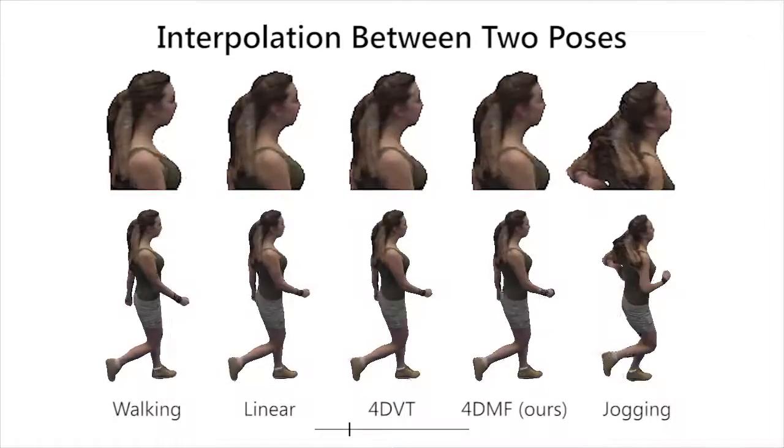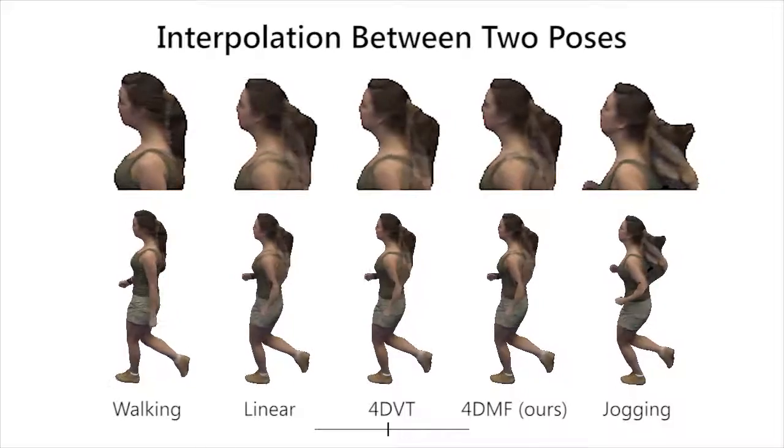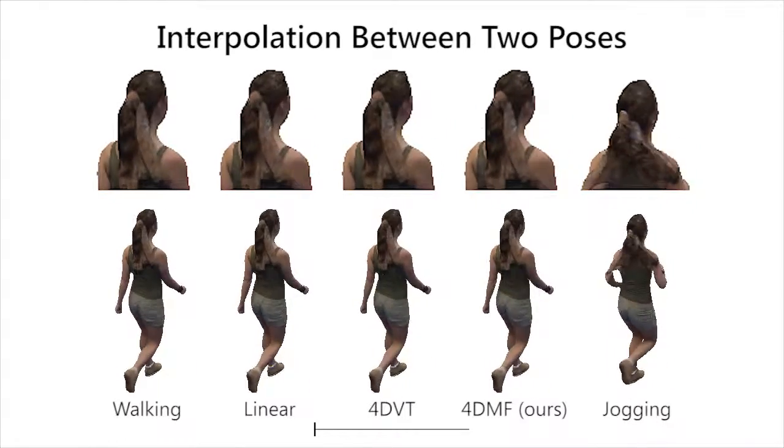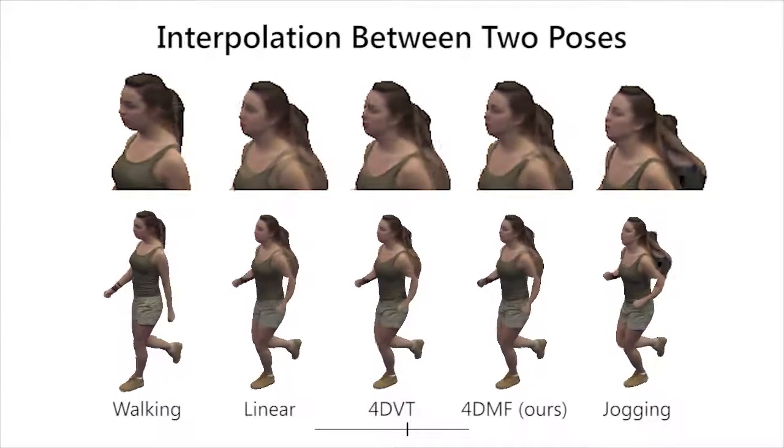Finally, we show a full-body pose interpolation of a female character. Notice how non-rigid surfaces like the t-shirt and the long hair make appearance alignment very challenging.